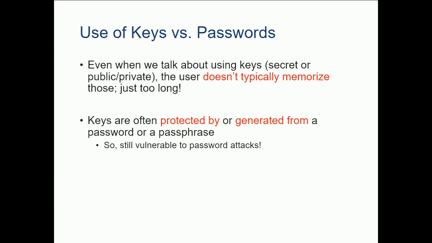Whenever a human person is involved, there's a difference. If we have two machines authenticating each other, they can generate and store random, long keys. Whenever a human being is involved, they usually only memorize the password, and any subsequent keys are generated or protected by the password. That's something that we want to keep in mind.